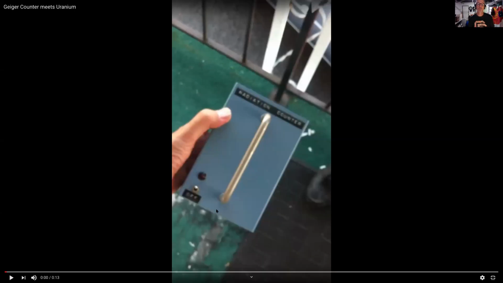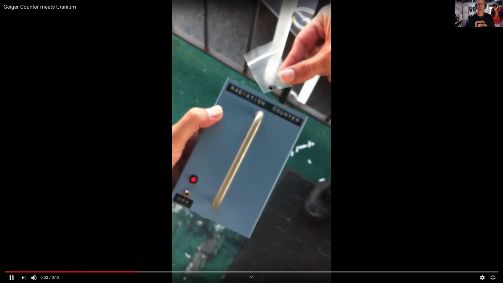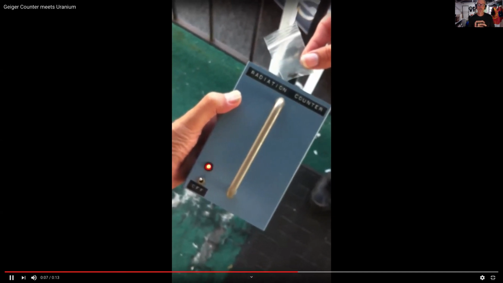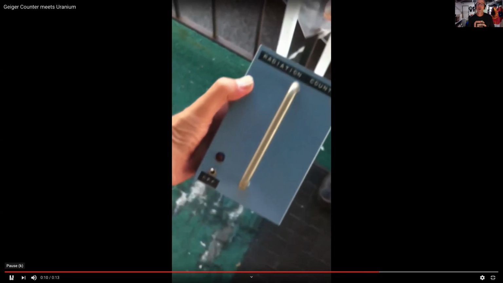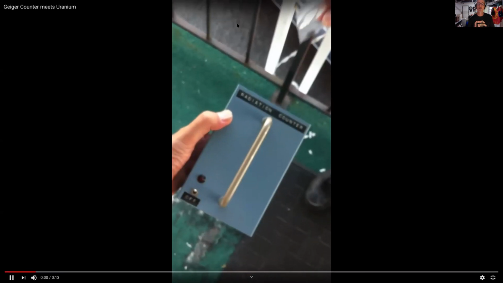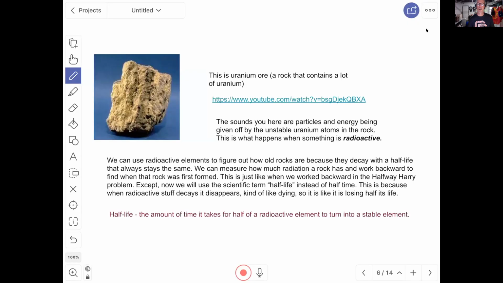So check this out. This is a Geiger counter. It makes little noises every time a piece of energy or piece of particle hits it. And when this rock gets close to it, this is a piece of uranium right here, all of those little clicks are showing you when energy is being given off from that rock. Okay, we're back.